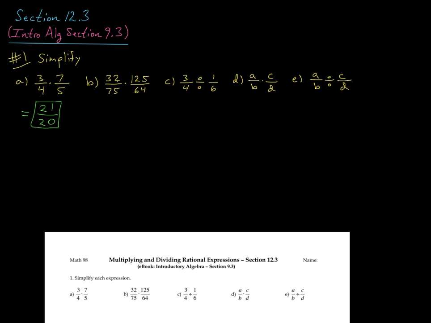Now, looking at part B, it says 32/75 times 125/64. Okay, so I can certainly go ahead and multiply straight across, but I don't particularly want to do that because the numbers are so big. I will anyways. Now if you do 32 times 125, you're going to come out to be 4,000. And 75 times 64 is 4,800. Okay, so pretty large numbers.